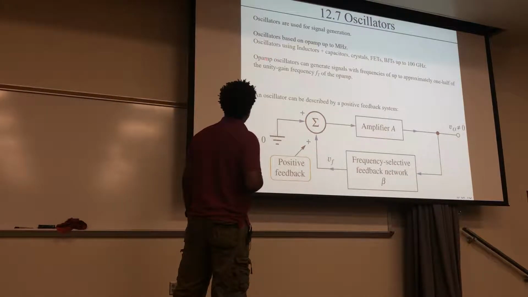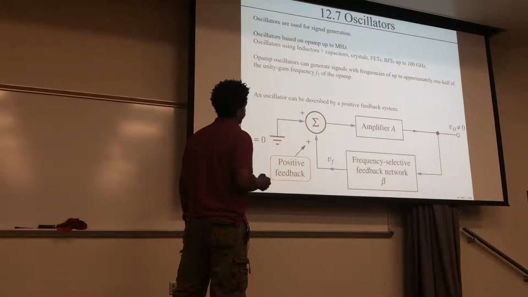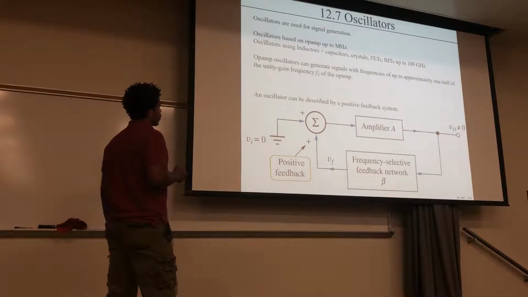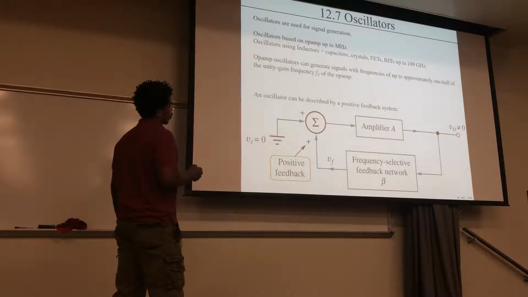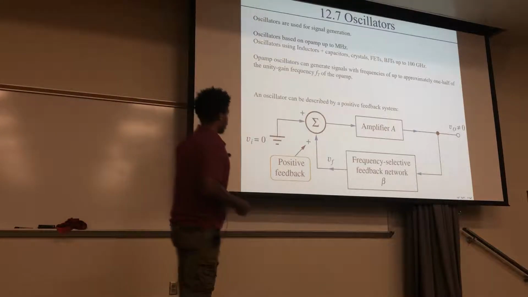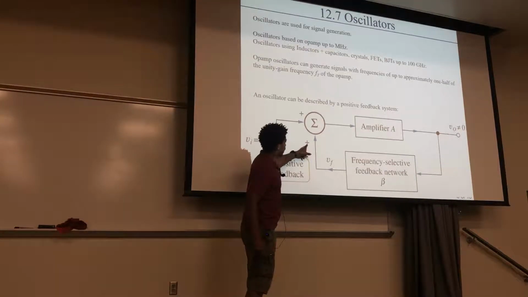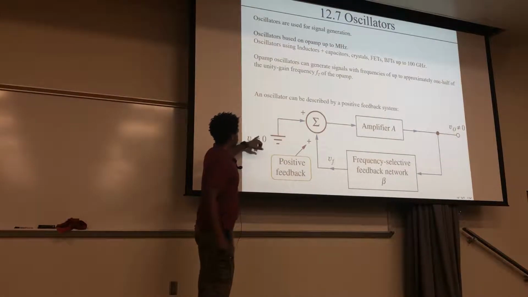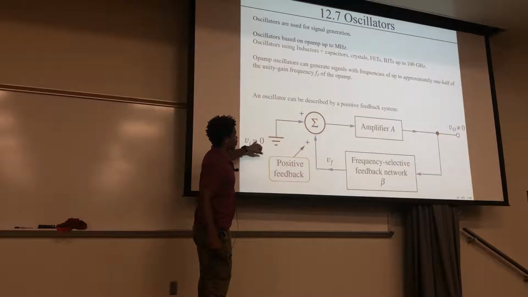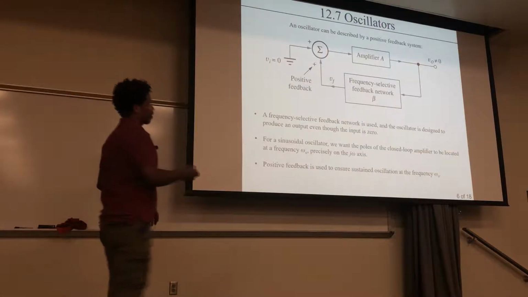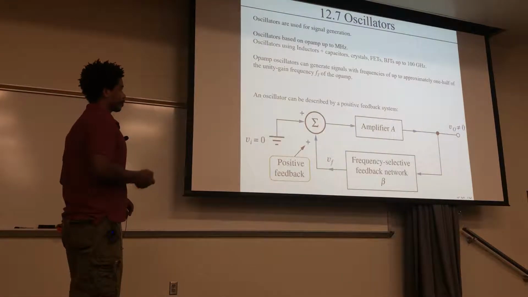And these op-amp oscillators generate signals with frequencies up to approximately 1/2 of the unity gain frequency, which is what we talked about before. And it's described by the positive feedback here. That's the key differentiator between this and what we had before. Also, you're looking at an input of 0 here. However, the output over here is not 0.